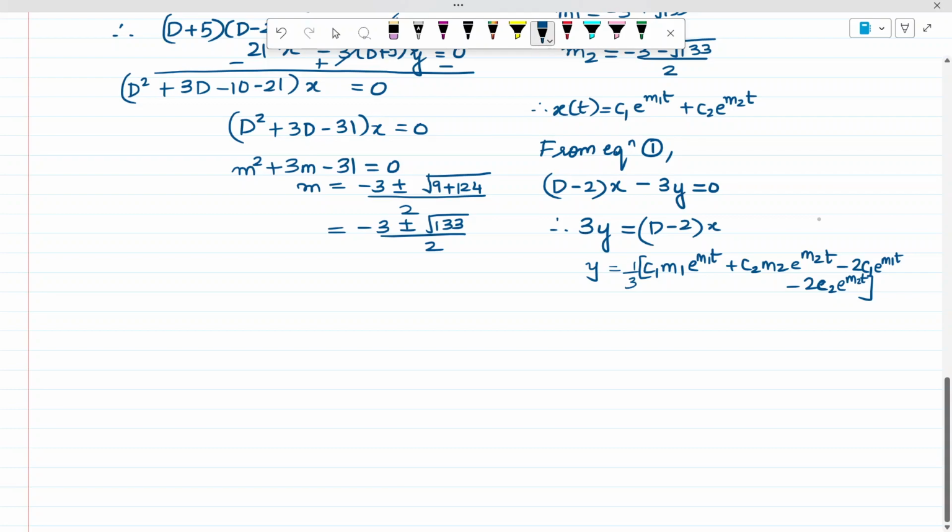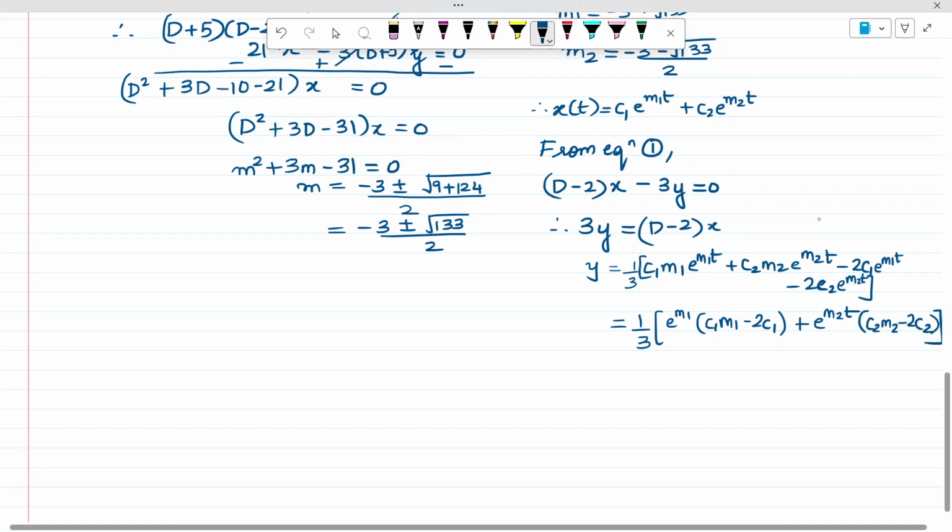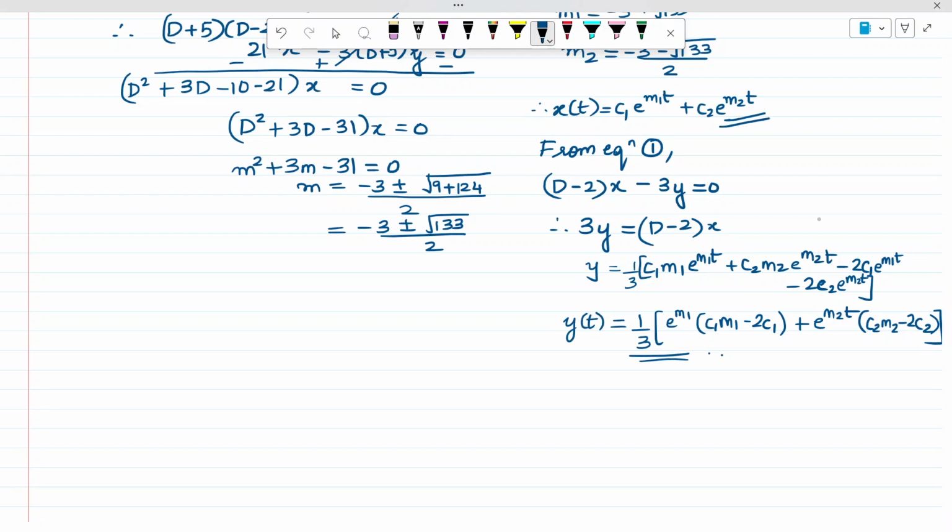You can now combine the terms with e raised to m1. So e raised to m1 comes with C1 m1 minus 2 C1, and e raised to m2 comes with C2 m2 minus 2 C2. So this is your y of t and this is your x of t. These two functions x and y together will be the solution of the given linear differential system of equations.